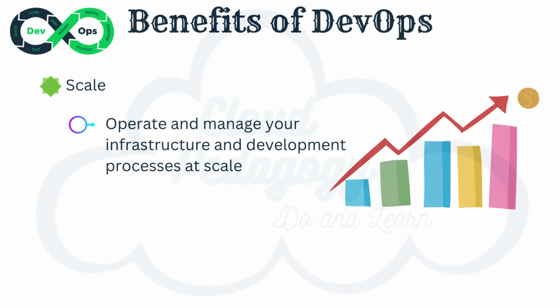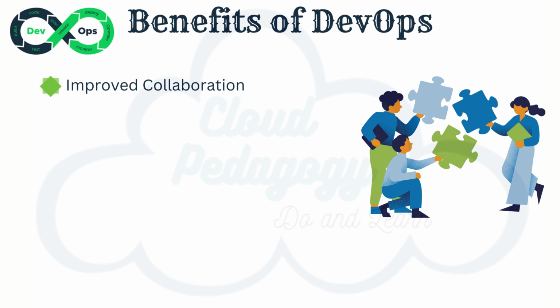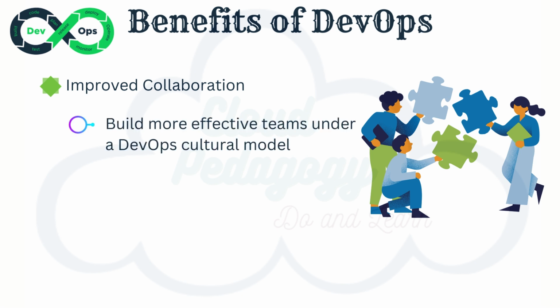Next, scale. Operate and manage your infrastructure and development processes at scale. Automation and consistency help you manage complex or changing systems efficiently and with reduced risk. For example, infrastructure as code helps you manage your development, testing, and production environments in a repeatable and more efficient manner. Next, improved collaboration. Build more effective teams under a DevOps culture model.